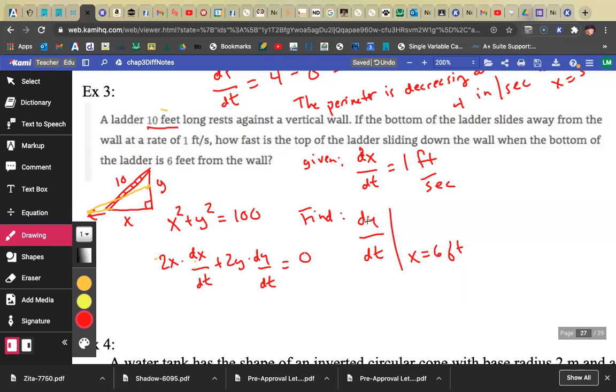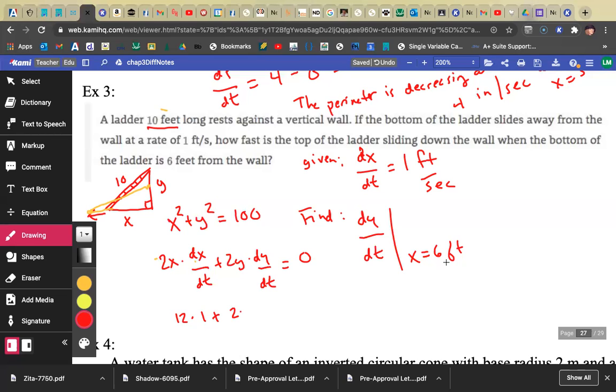Let me now go ahead and substitute. So I have x is 6. Again, I don't want to put 6 in before I have the derivative; I want to wait until I have the derivative. So I'm going to do 2 times 6, that's 12, times, and then what was my dx/dt? Well, it was 1, so 12 times 1, plus 2 times, well, wait, what's y? I don't have y.